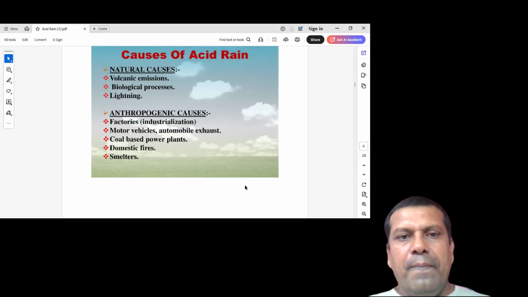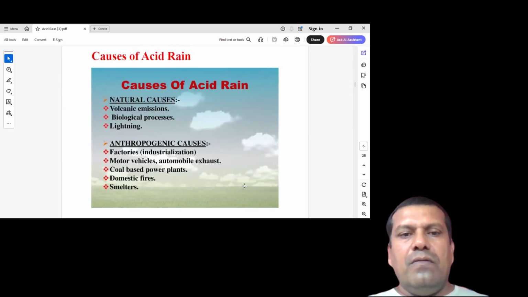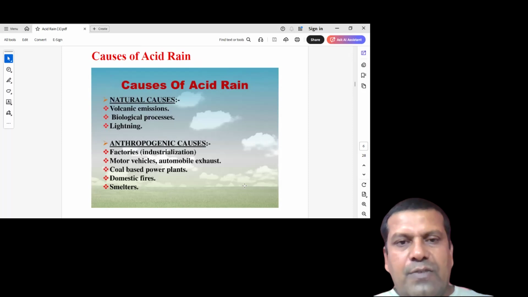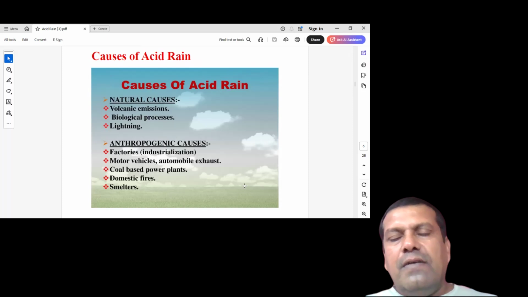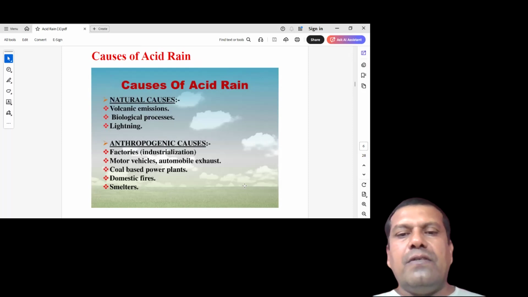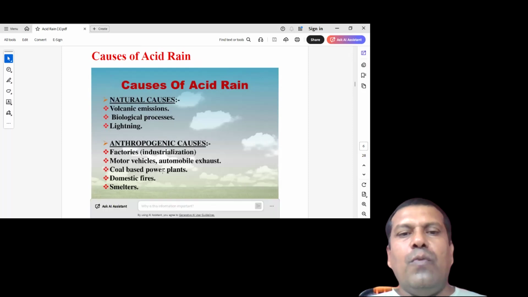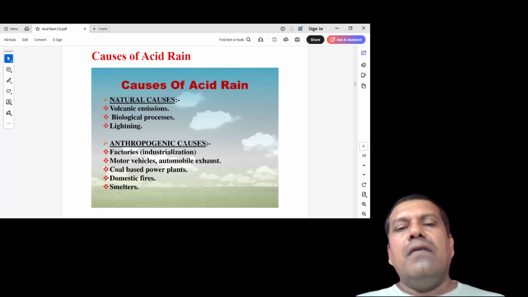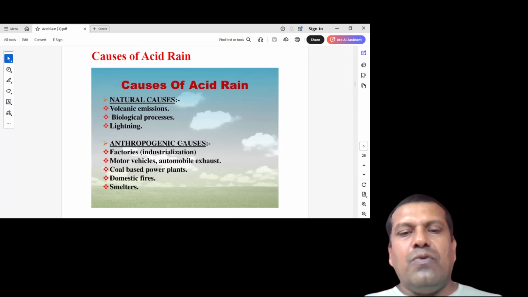So coming to the causes of acid rain. As we discussed, there are natural causes or natural sources, as well as the anthropogenic or human-made causes. Coming to the natural causes, we already discussed volcanic emissions, and similarly biological processes and lightning. Coming to the anthropogenic causes, like industrial emissions through the factories.